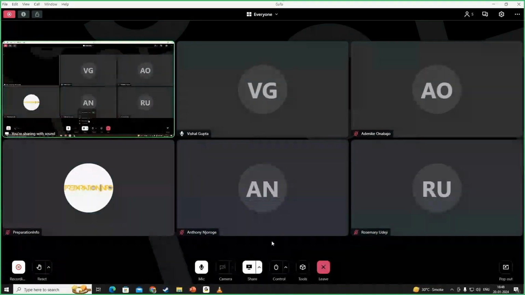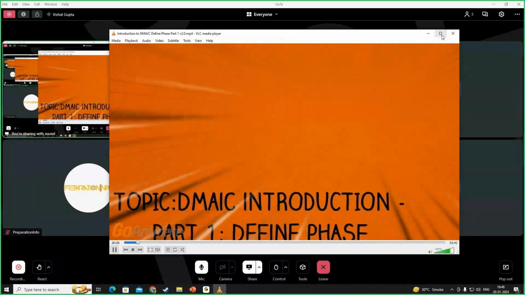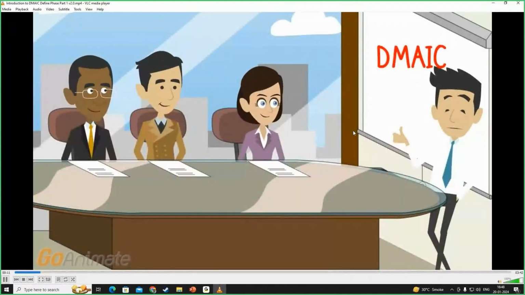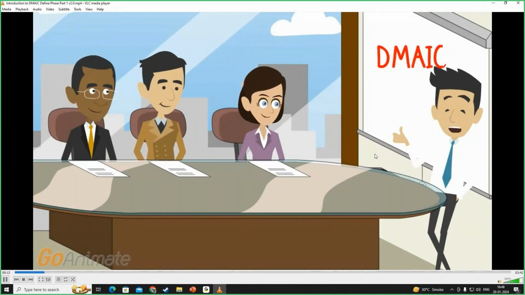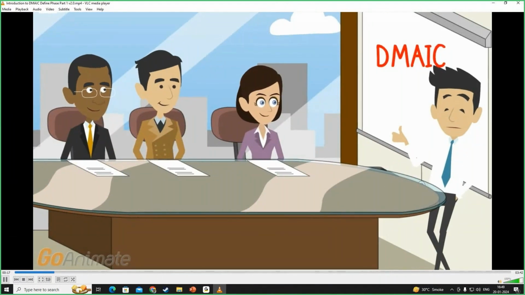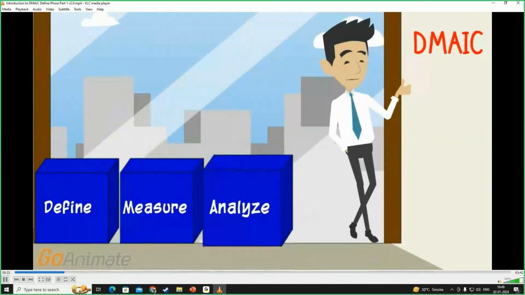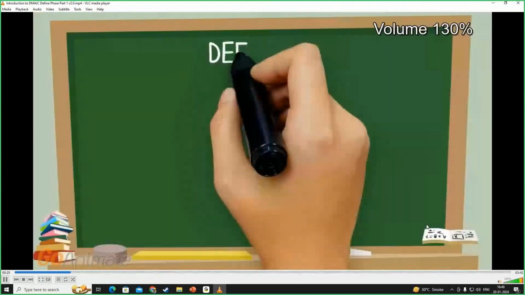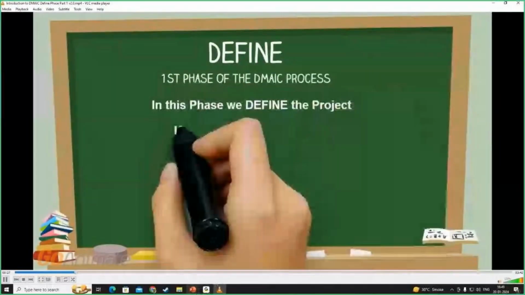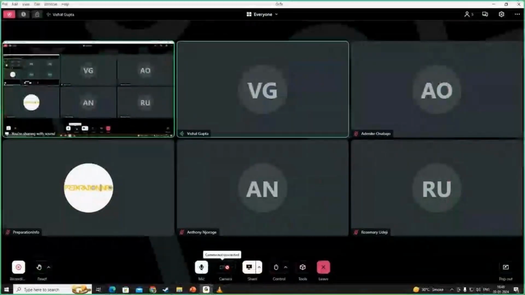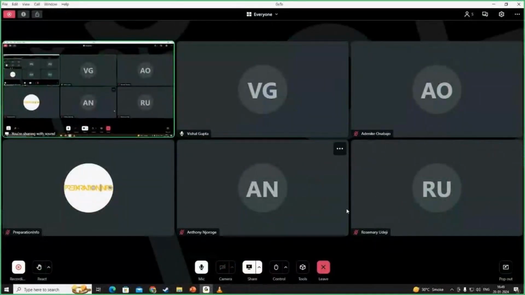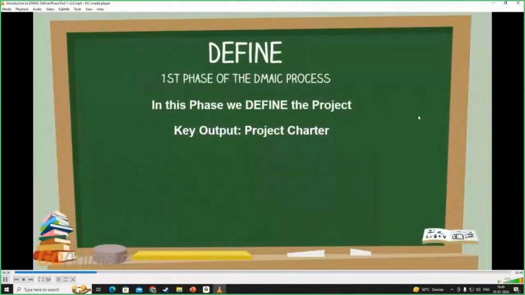View the define phase of the DMAIC process. Hello, ladies and gentlemen. Today we are going to talk about a 5-step improvement process known as DMAIC. DMAIC stands for Define, Measure, Analyze, Improve, and Control. Define is the first phase of the DMAIC process. Here, we define the project via the project charter. The key output of this phase, the project charter, is a very important document that will be updated throughout the DMAIC process.